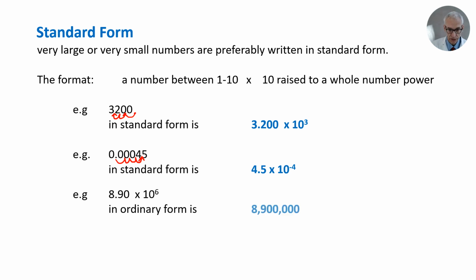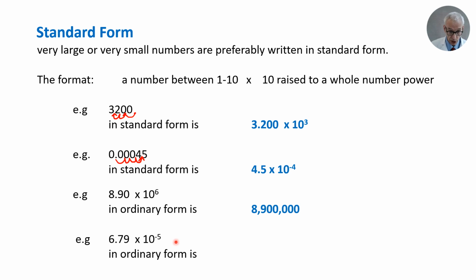Okay, so I'm going to reveal 8.9 followed by zeros. We've moved the decimal place to the right 6 times. So 8.9 times 10 to the 6 is 8,900,000. We've moved the decimal place 6 times to the right and inserted obviously zeros as space fillers.